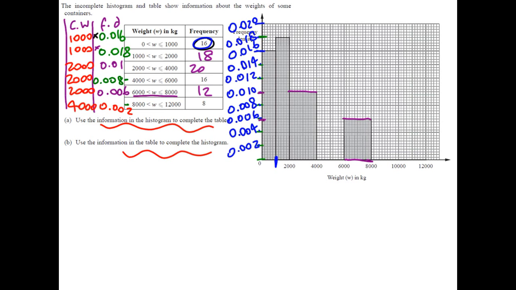So looking at our fourth group, 4,000 to 6,000. So it's here, and we want to go up to 0.008. So we draw it in, give it a bit of shading. Next one that's missing, 8,000 to 12,000. It's going to go there, and it goes up only to 0.002, which you can see here. So we draw it in. That's the histogram complete.